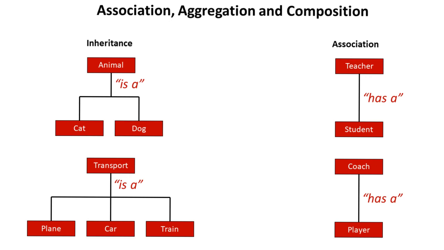But inheritance isn't the only way of looking at how we can tie objects and classes together in object orientation. We can also think of association. Association, very loosely and broadly speaking, can be thought of as a has-a relationship. So, for example, a student has a teacher, and a teacher has a student. A player has a coach, and a coach has a player.